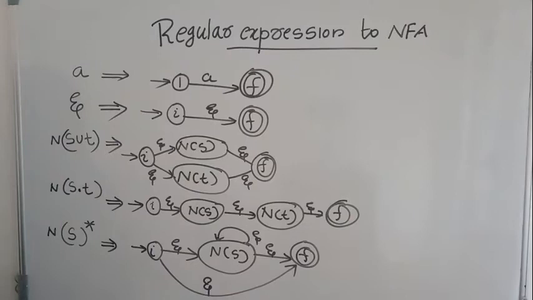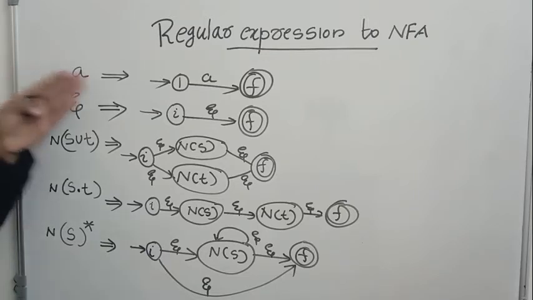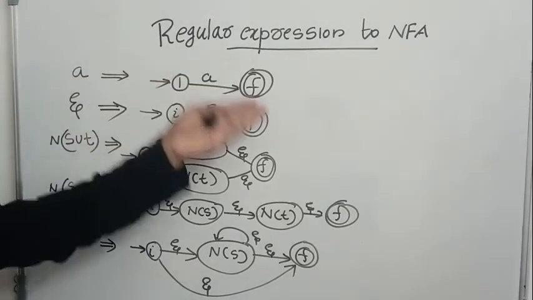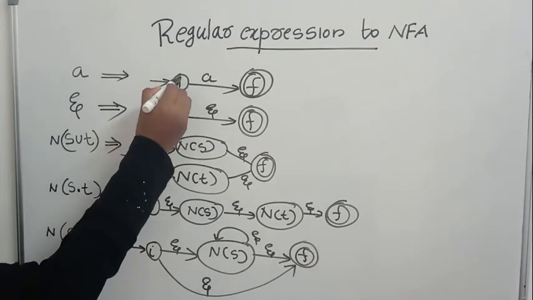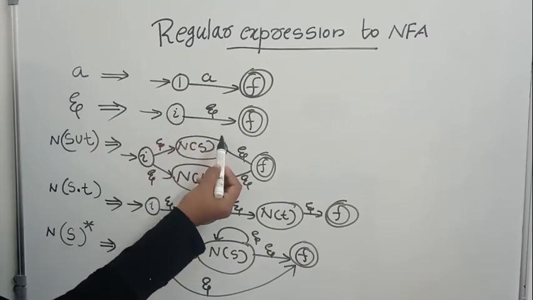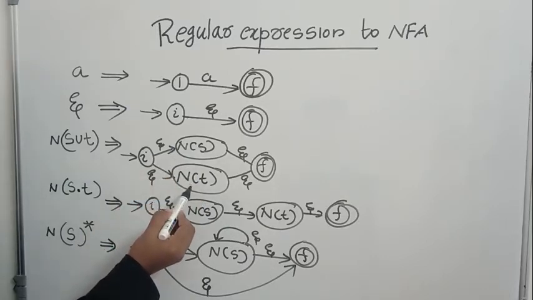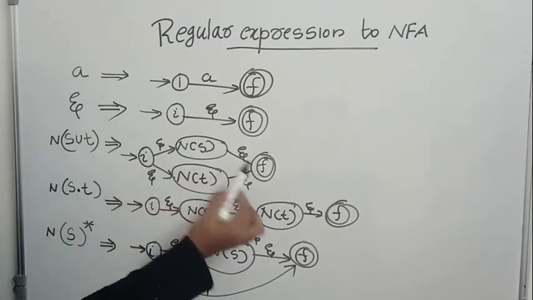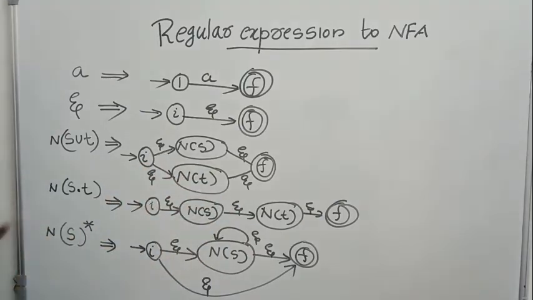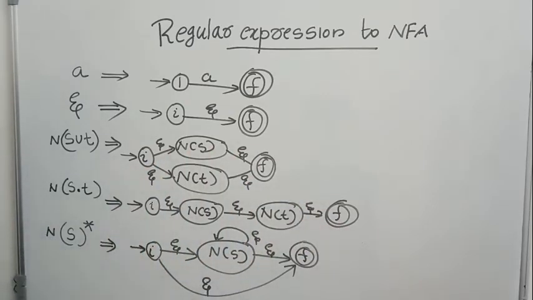So this is how we design NFAs for the simplest units. That is, for the NFA for A, simply reach the final state from the start state using A. For epsilon, reach the final state from the start state using epsilon. For S union T, draw the NFA for S, draw the NFA for T, and connect them to a start state and final state using epsilons. And if you want to draw the NFA for S concatenated with T, provided you have the NFAs for S and T, you can simply concatenate the NFAs using epsilons.